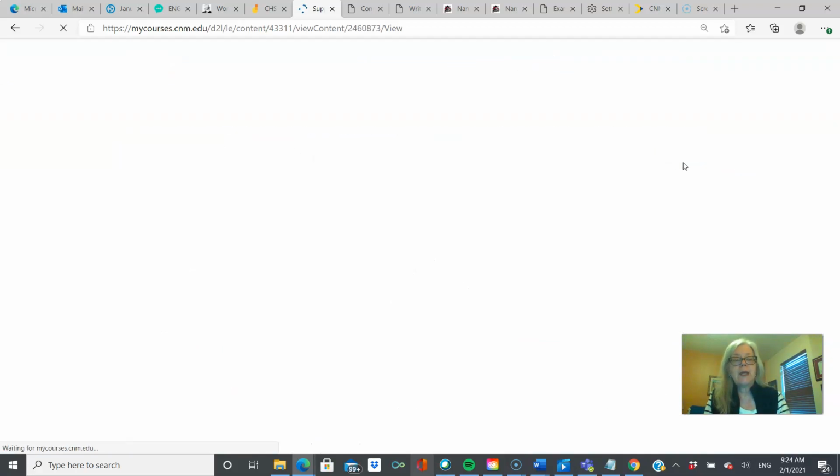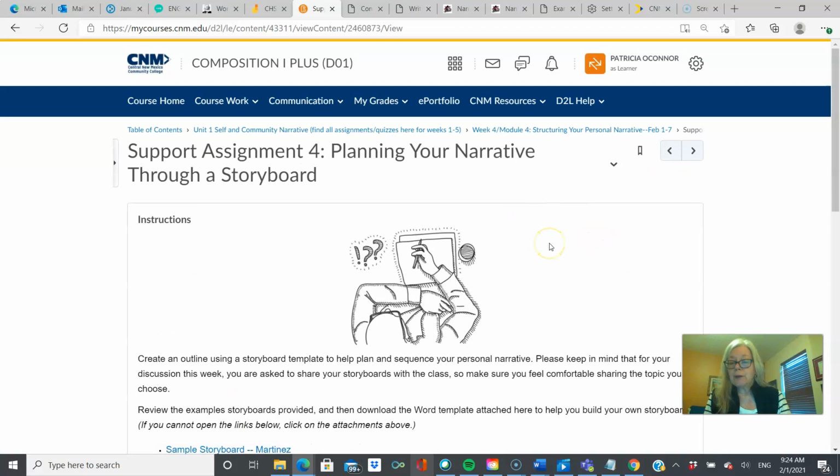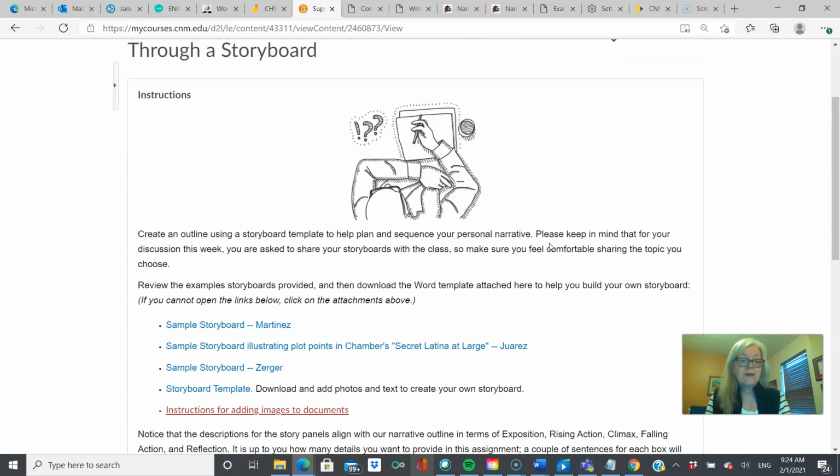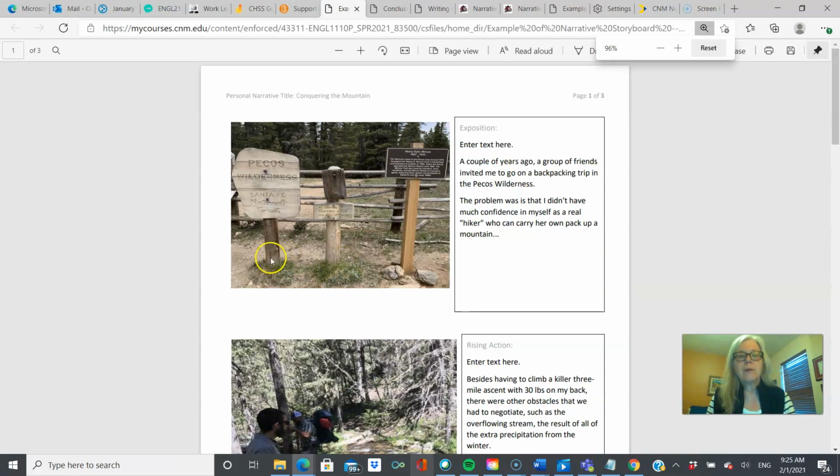All right. This is a little bit out of order. This is the thing that's due on Sunday, but you're going to be sharing it in your discussion. So this is a storyboard. A storyboard is a visual way of outlining your essay. And you will have a template to work from. It's right here. You download this on your computer and you can add images to the template. Now I will go through how to do that in our weekly workshop. Here is a sample storyboard.